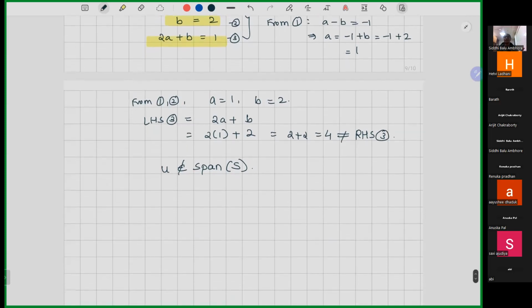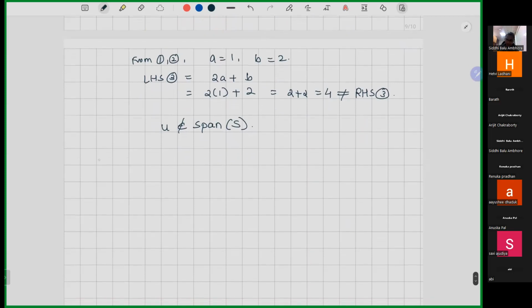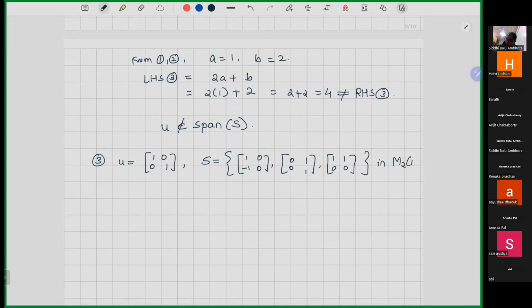So in this second question, we got that U is not in span of S. So now we'll check the third example, for 2 cross 2 matrices. So let U be this matrix, and S be these three matrices, 1 0 minus 1 0, in M2(R). Okay.